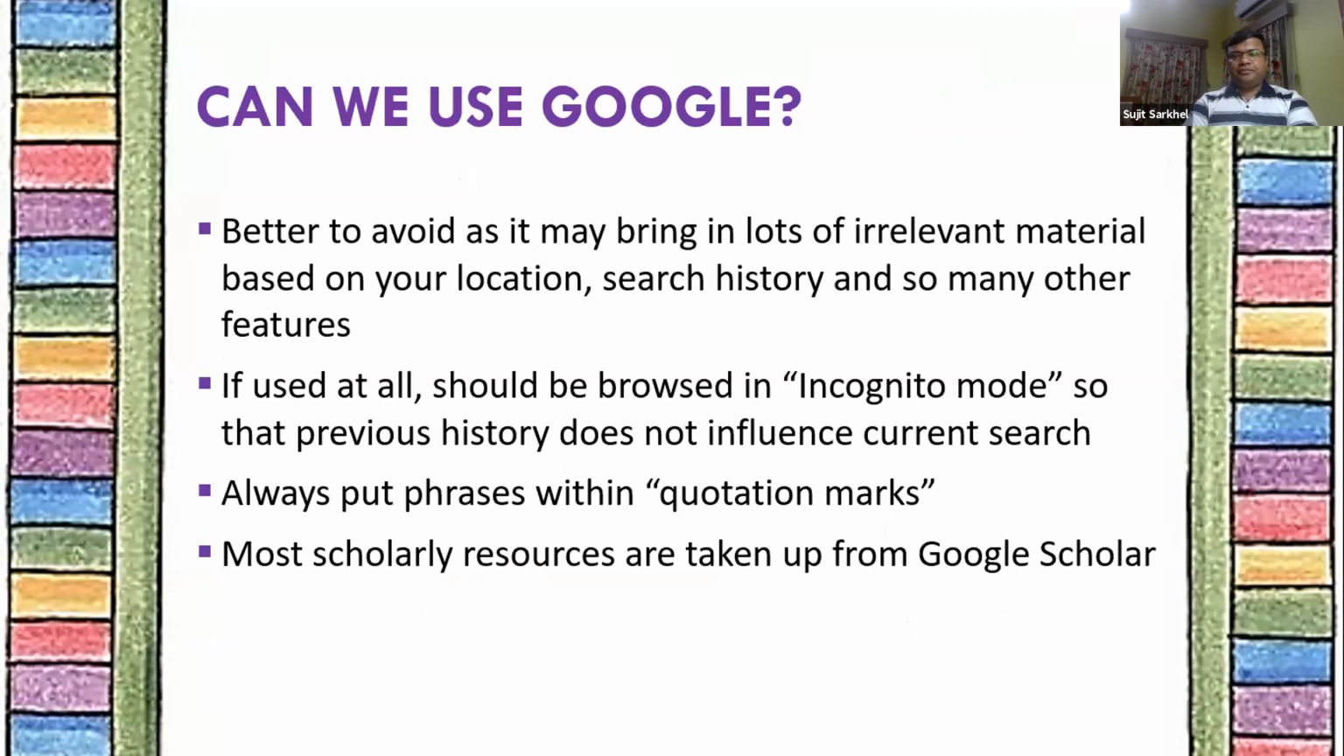Can we use Google because it is so popular? Better to avoid it, as it may bring in lots of irrelevant material based on your location, search history, and so many other things. So it is better to avoid Google. If used at all, should be browsed in incognito mode so that previous history does not influence current search.